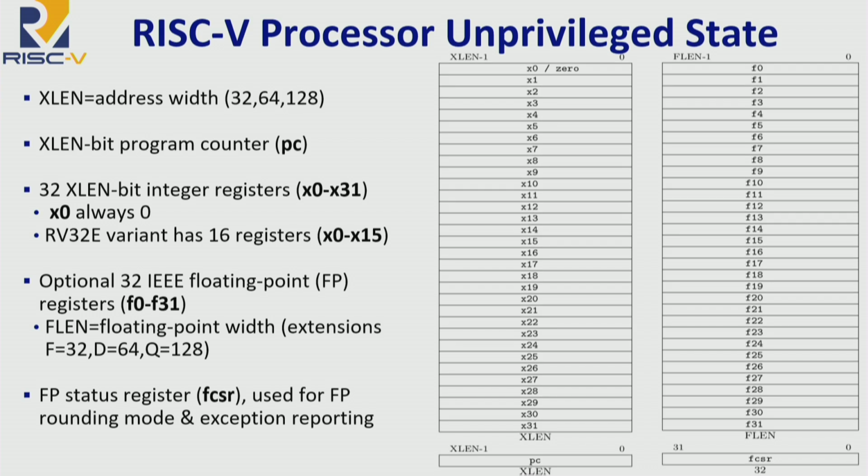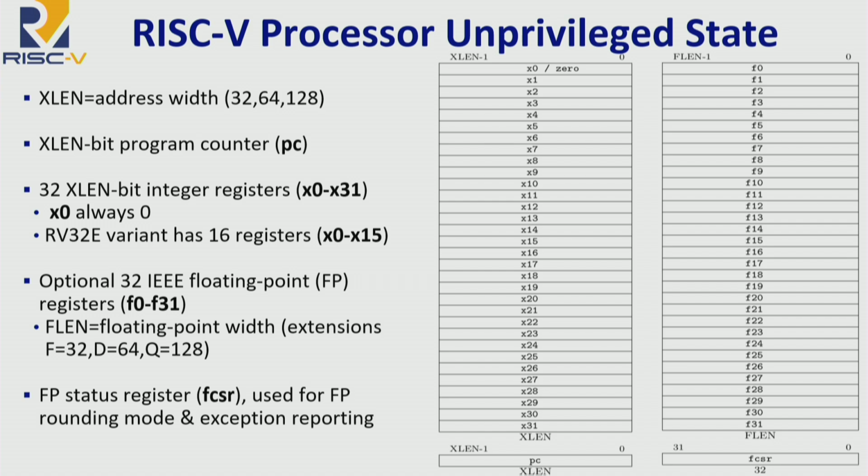So the unprivileged state in a basic processor has different widths, and we give that parameter a name, XLEN, meaning how wide the X registers, which are the integer registers, are. They can be 32, 64, or 128-bit, depending on the base ISA. There's a program counter. There are 32 integer registers, X0 through X31. X0 is a hardwired 0 register. The RV32E variant only has 16 registers, X0 through X15.